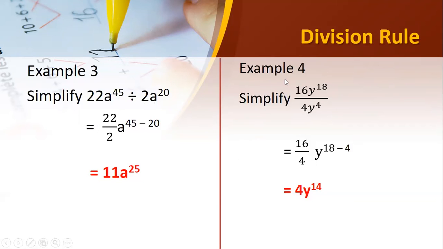Example 4. The question says simplify 16y raised power 18 over 4y raised power 4. Like I said earlier on, the best thing to do is to carry out the normal division on the coefficient, 16 over 4. The two terms have the same base, which is y, so we write y raised power 18 minus 4, and that will give us 4y raised power 14. As a matter of fact, example 1 and example 2 can also be simplified in this manner, and you will arrive at the same answer.